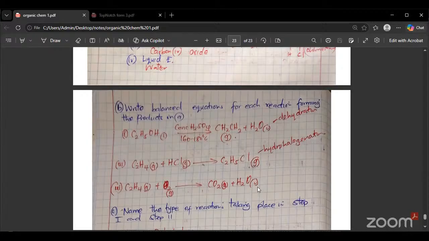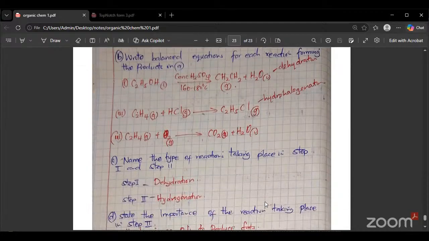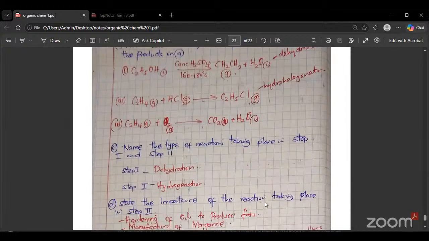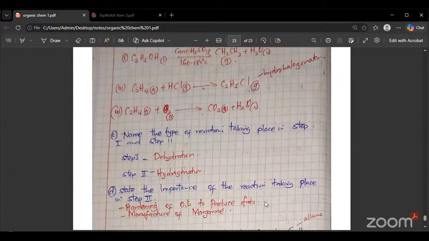CO2 and water. Please, this one is not balanced. All of them are not balanced. Make sure that you balance. Name the reactions, very important also, to say it is dehydration, hydrogenation, we had already mentioned. Say the importance of the reaction taking place in step 2. Hydrogenation. Remember when I said hydrogenation is very important.